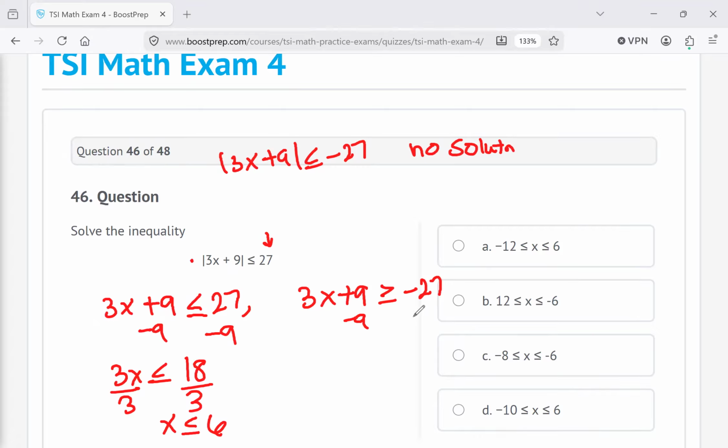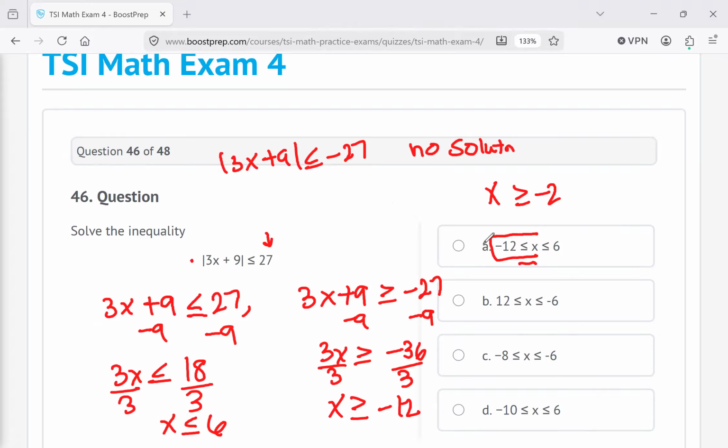And over here, let's subtract the 9. -27 minus 9 is -36. Divide this by 3 and we get -12. Okay, so those are my answers. That is the same thing as this one, right? Remember, this is always backwards. This part right here is the same thing as x is greater than or equal to -12.